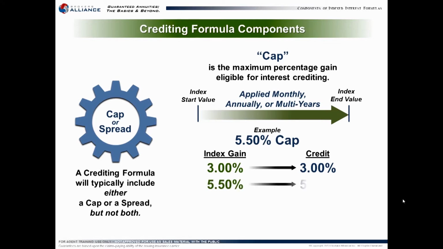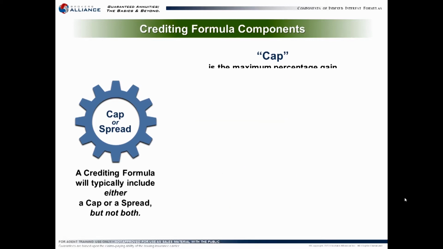Now, if the market does 5.5% and we have a 5.5% cap, then clearly the crediting is going to be 5.5%. As we can see, the cap basically says this: you get everything that the market returns up to the cap. So if the market returns over the cap, in this example 6%, and my cap is 5.5, I'm only going to get credited 5.5. So cap, pretty simple concept here. It simply is the max that the account value can be credited during any crediting period, and most commonly 1 year.